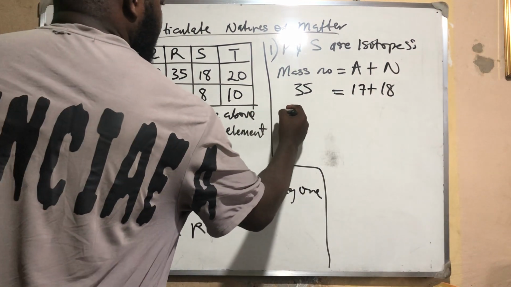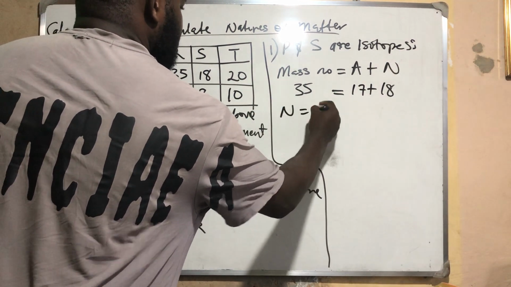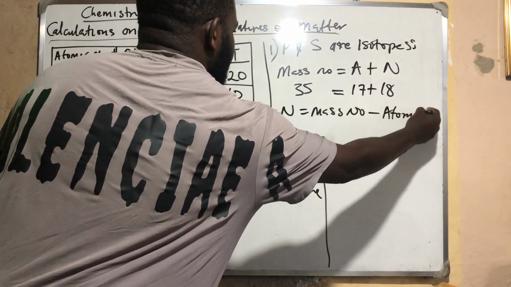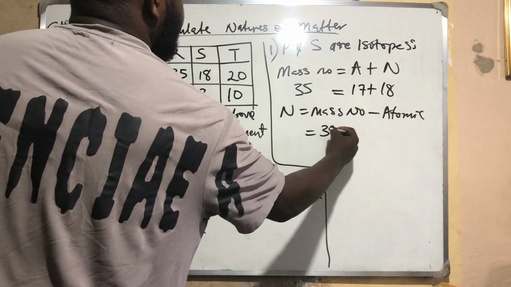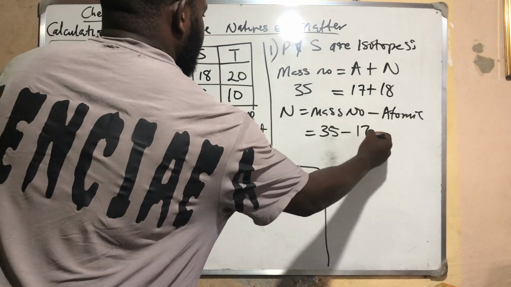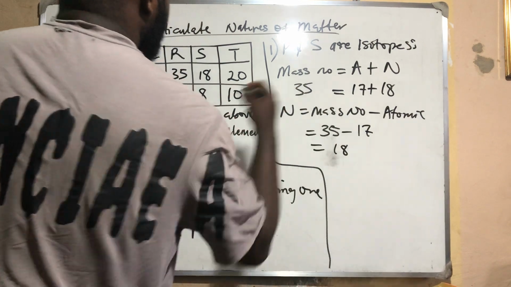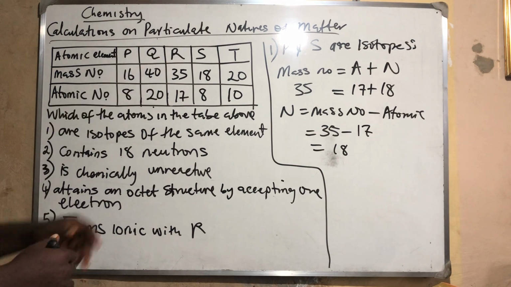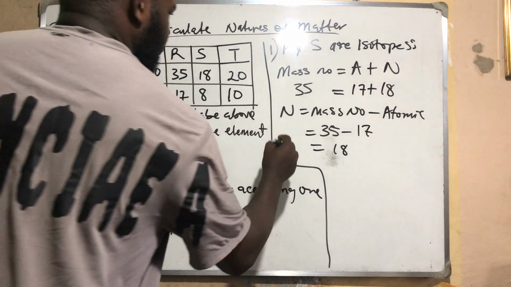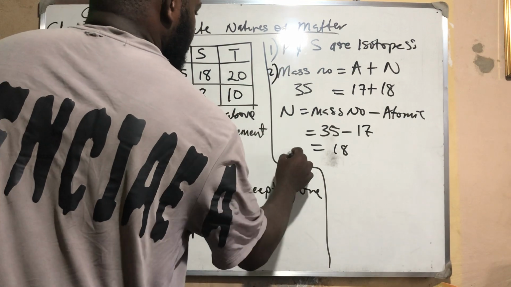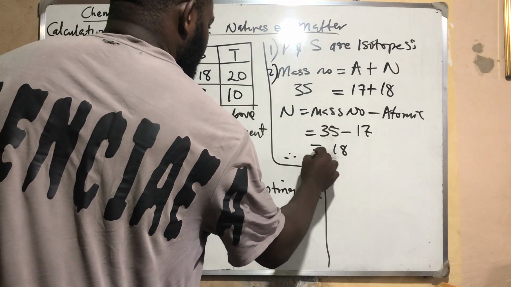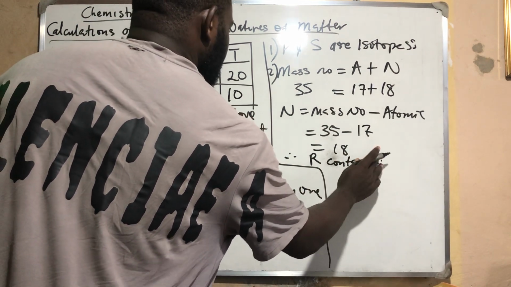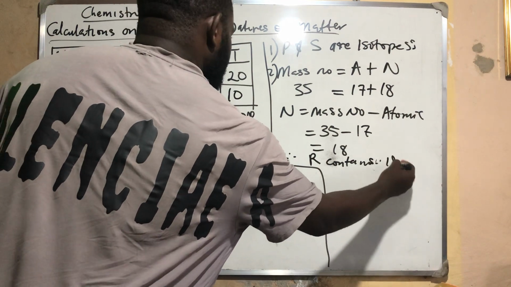I hope you know that neutron number is mass number minus atomic number. So if you say 35 minus 17, you have 18. So which means it is element R that has that neutron number. Therefore, this is number 2. Therefore, R contains 18 neutrons.